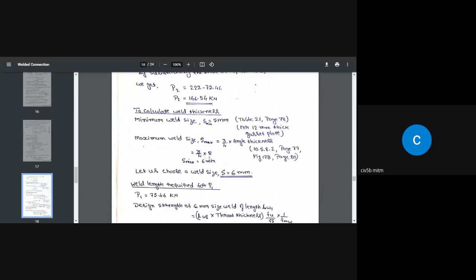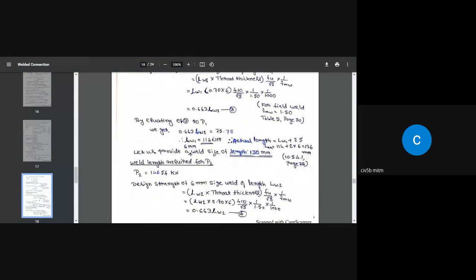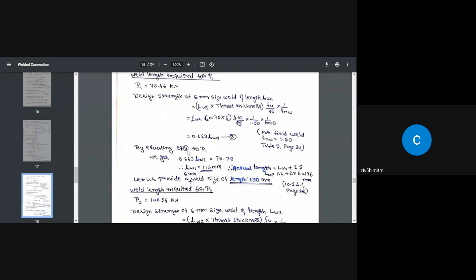So by equating equation 3 with the P1 value, this is the value we have. So finally we are going to get LW1 equal to 114 millimeter. That is the minimum effective length of the weld we need. But however, the code says the actual length should be at least LW1, that is the minimum effective length, plus 2 times S, where S is the weld size.